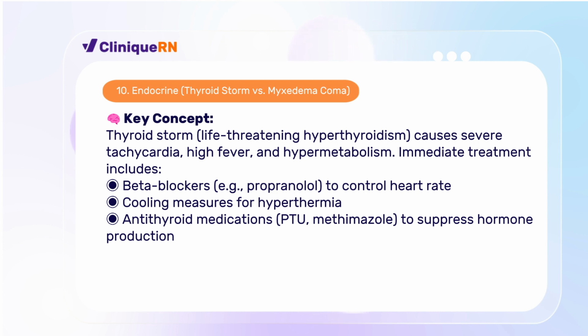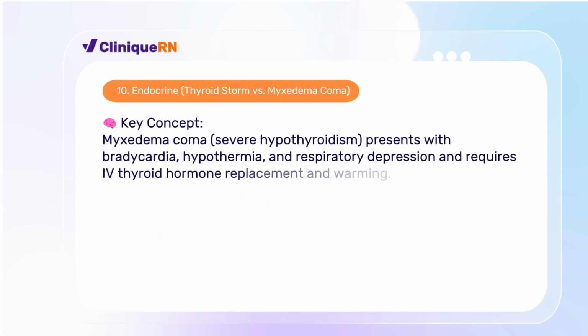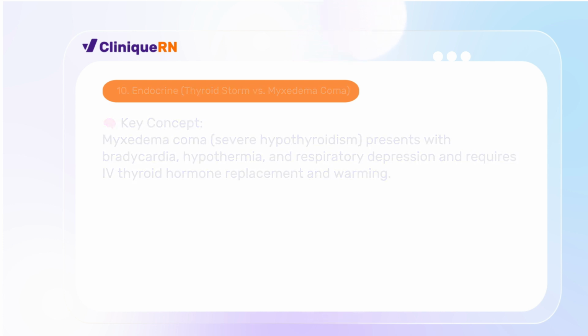Immediate treatment includes beta blockers, e.g., propranolol, to control heart rate. Cooling measures for hyperthermia. Antithyroid medications, PTU, methimazole, to suppress hormone production. Myxedema coma, severe hypothyroidism, presents with bradycardia, hypothermia, and respiratory depression, and requires IV thyroid hormone replacement and warming.